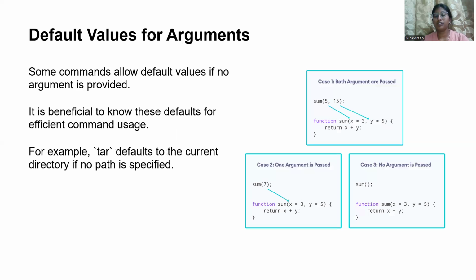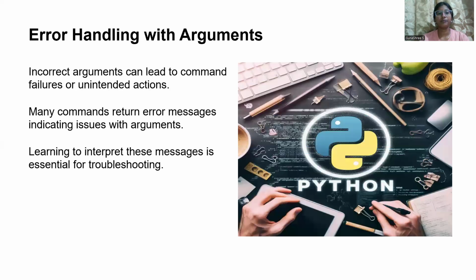What are the default values for arguments? Some of the most basic commands allow default values if no argument is provided for that particular execution. It is beneficial for us to know about these defaults and how efficiently the commands should be used. For example, a command defaults to the current directory if the path of the directory is not specified.